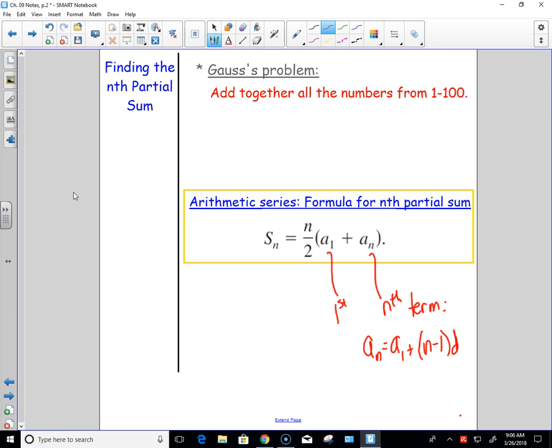All of a sudden, he brings his slate up and he has 5050. Probably the teacher thought that they would have more time before the kids finished. And how did little Gauss do 5050 so fast? Just all the numbers.